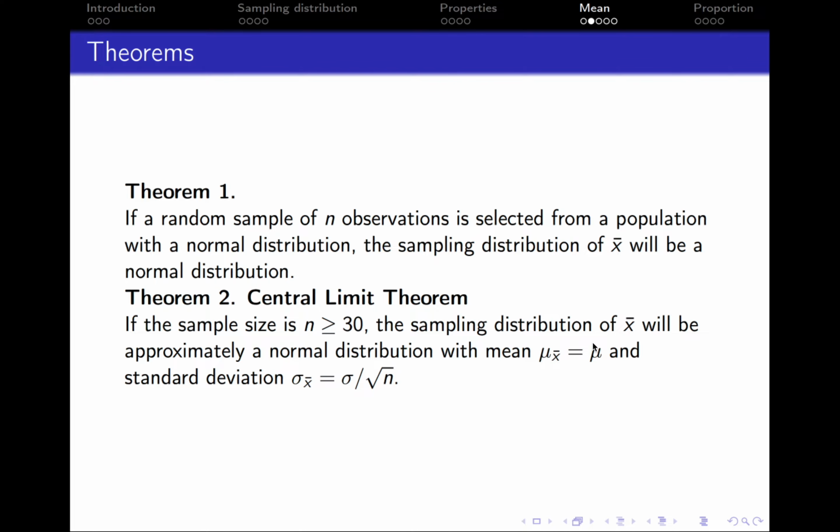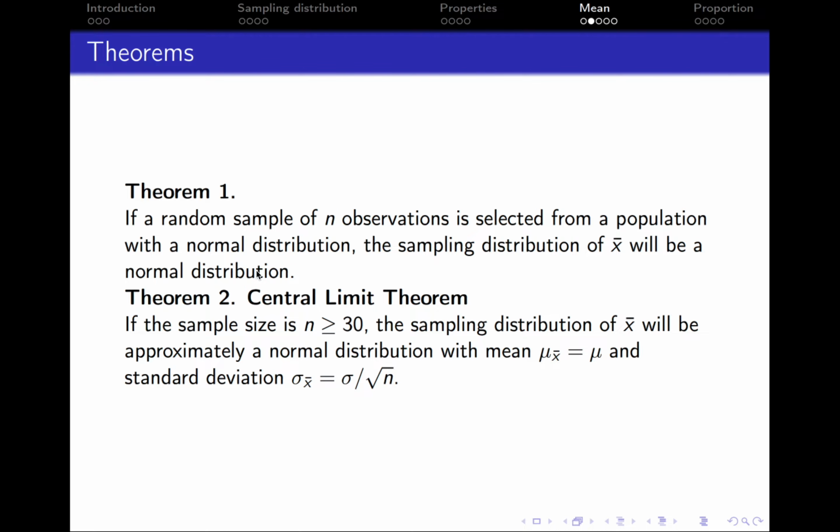Sampling distribution of the mean has two interesting theorems. First of all, if a random sample of observations is selected from a population with normal distribution, the sampling distribution of the mean will also be a normal distribution. And the second theorem is the very famous central limit theorem.